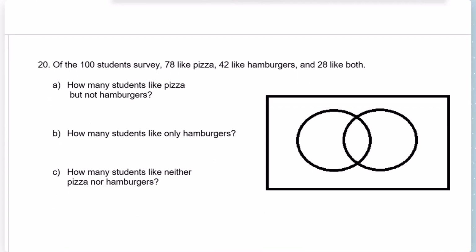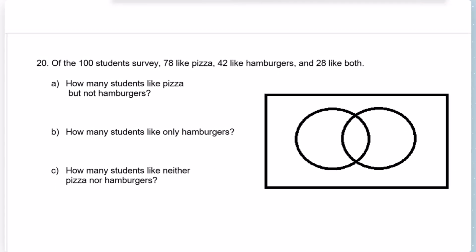Next up, we have an example here of a 100-student survey. 78 like pizza, 42 like hamburgers, 28 like both. Use this information to go ahead and fill in the Venn diagram, and then we'll answer the questions. So we have our pizza likers, and we have our hamburger likers. Whenever we set up a Venn diagram, we always want to get started here in the overlap. We have 28 that like both.